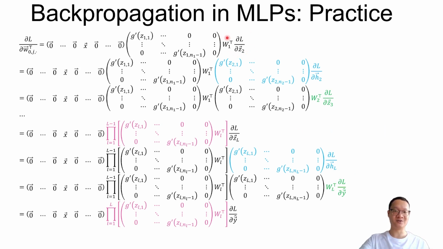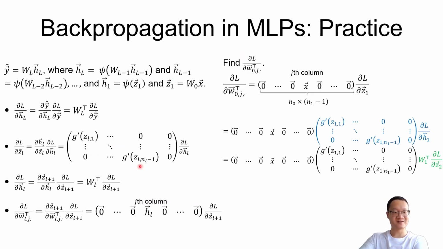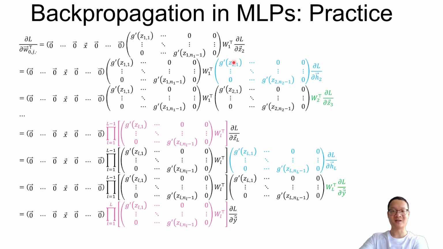Right, so that's what we had on the previous slide. And next, we're going to leave everything in front the same, and we're going to be expanding out partial L partial Z2. Whenever we expand out partial L partial Z, it is going to give us a diagonal G prime matrix. So that's what we have here. And then we have the partial L partial next H, so in this case, H2. When we expand that out next, we get the green part. So whenever we expand out partial L partial H, we get a W in front, and then the index increases and the H becomes a Z. So that's what we have here.